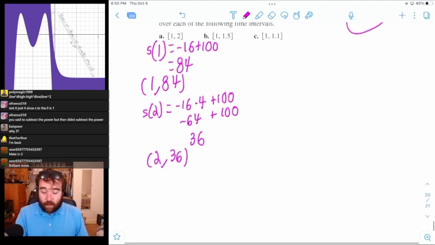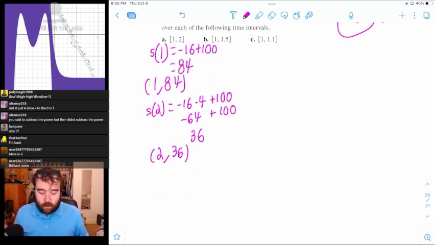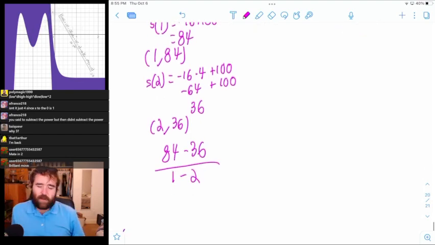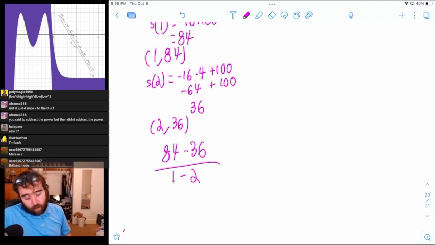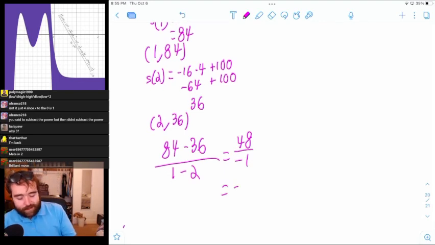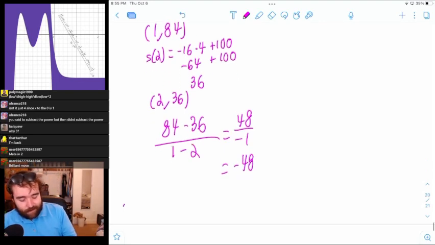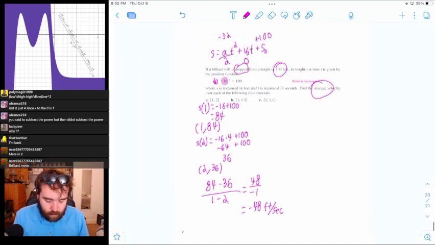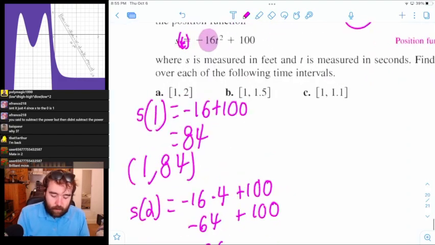So what is the average velocity? Well, let's just find the slope between these 2 points. So let's do 84 minus 36 over 1 minus 2. So what's 84 minus 36? That's 48. So 48 over negative 1. So the velocity is negative 48 feet per second. Let's check that. 84 minus 36. Yeah, that's definitely 48. So negative 48 feet per second. Okay. So that's part A, from 1 to 2.